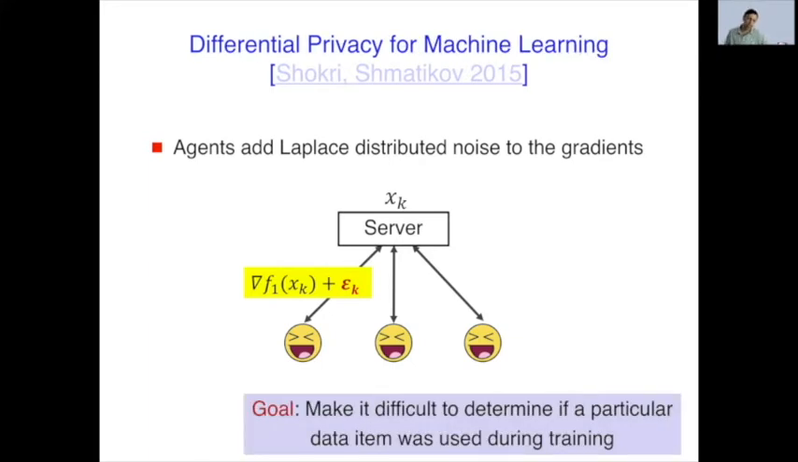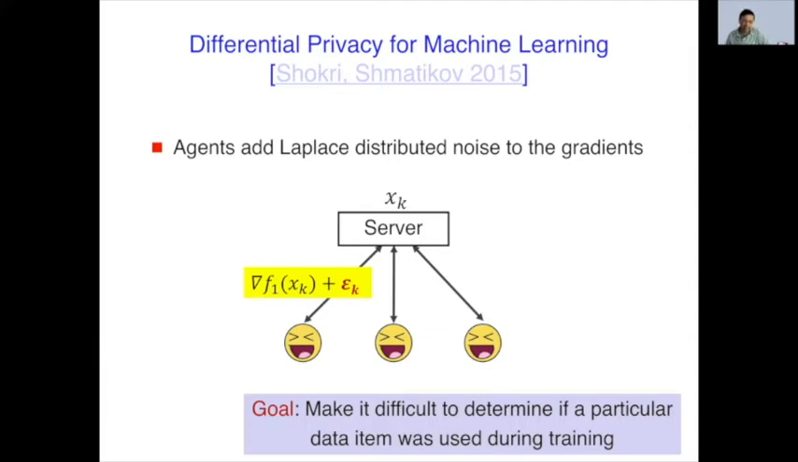So the goal of these differential privacy schemes, in the case of deep learning, would be to make it difficult to determine if a particular data item was used during the training of a neural network, for example. So the server is receiving these gradients that are modified with noise, and the server may want to know what data is being used to generate these gradients or to generate the network parameters by way of performing distributed optimization. And the goal of privacy is to prevent that server from learning that.